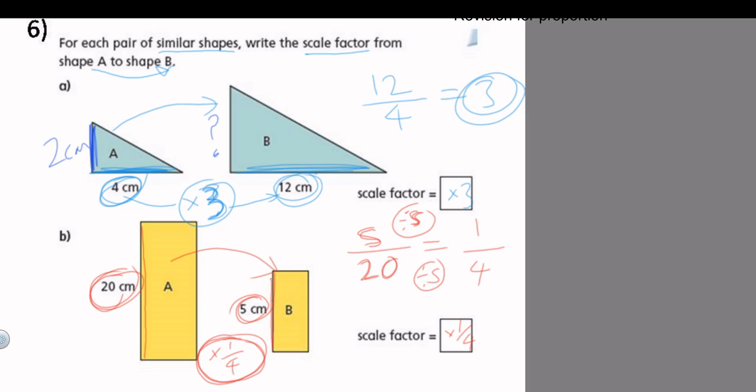Well, the scale factor is 3, so 2 times the 3 gives you 6 centimeters. So that would be the missing side. And similarly, let's suppose this side over here happens to be, what should we say, 4 centimeters. So to work out this missing side over here, it'll be 4 multiplied by the scale factor. 4 times a quarter, a quarter of 4, is 1 centimeter.